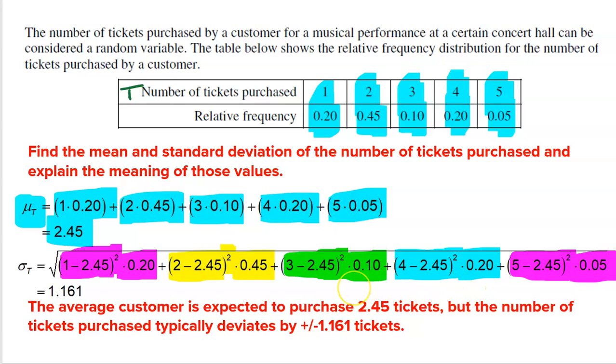Add all that together. The number inside the square root is known as variance. But then when you square root all of that variance, you get the standard deviation, and that turns out to be 1.161. So the average customer is expected to purchase 2.45 tickets, but that number could deviate by plus or minus 1.161 tickets. Now, once again, remember, standard deviation could be a little bit more or a little bit less. So we could sell a couple more tickets, we could sell a couple less, okay?